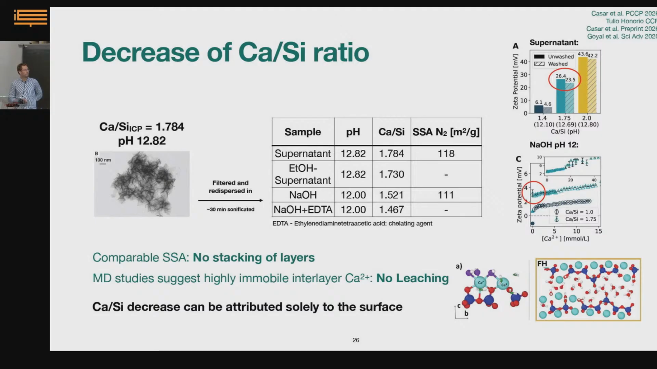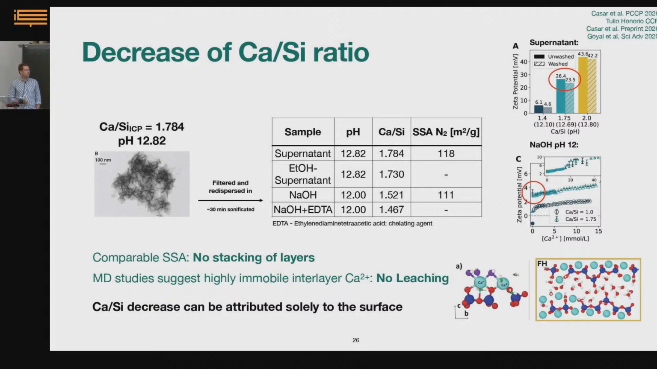Basically, I washed it with ethanol and put it back in the supernatant. I see a slight drop in calcium silicon ratio, which corresponds to the slight drop in the zeta potential. Then I again filtered it. I filtered the supernatant one and put it in sodium hydroxide at pH 12. I see a massive drop to 1.52 calcium silicon ratio, which corresponds to the massive drop that we see in the zeta potential. So, oh okay, we're actually removing a lot of calcium from the surface.